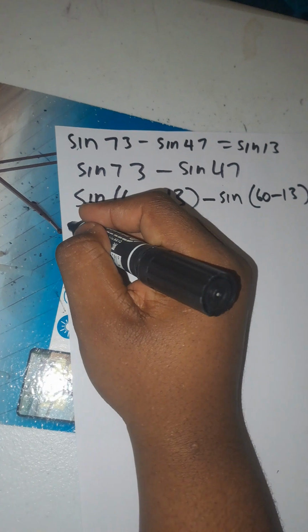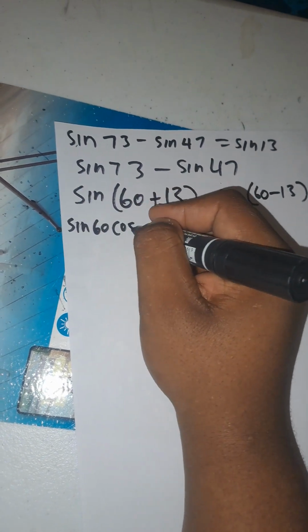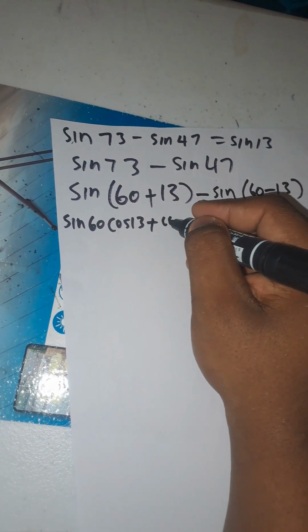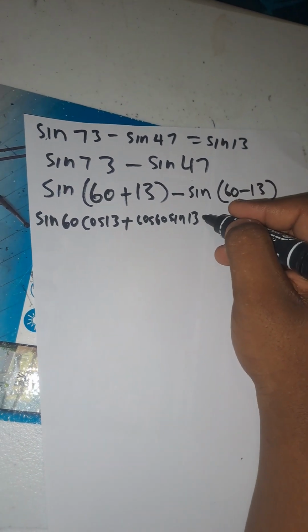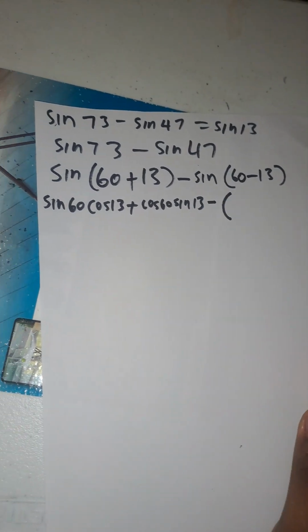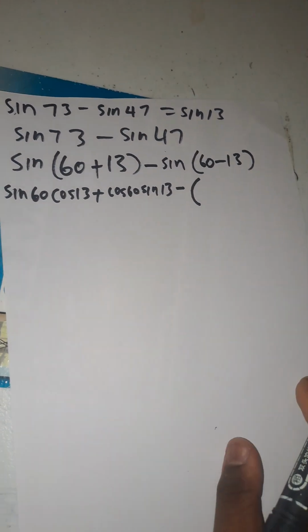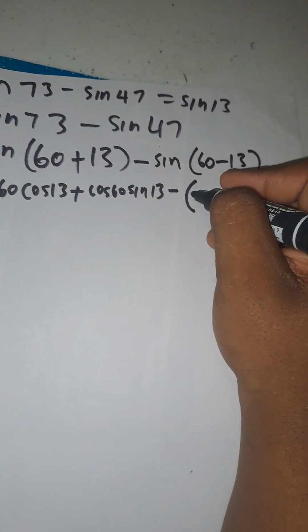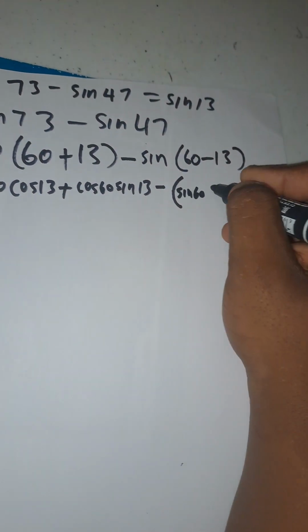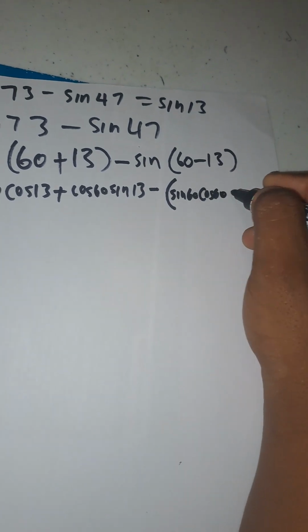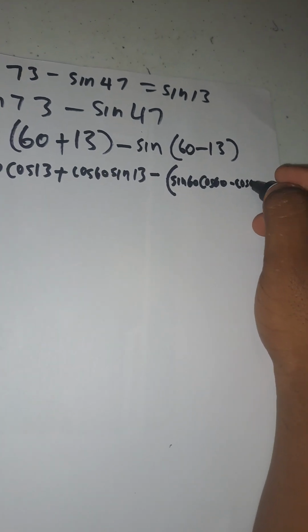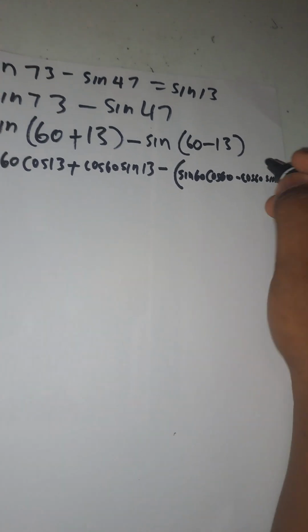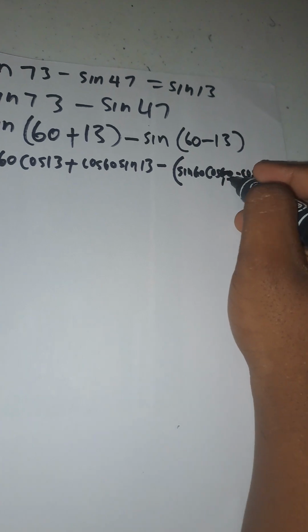So it's gonna be sine 60 cos 13 plus cos 60 sine 13, and then on the other side it is minus, open bracket. That is where people get lost. Open bracket, because you're minusing. What if inside there's another minus? So please, it's gonna be sine 60 cos 13 minus cos 60 sine 13.